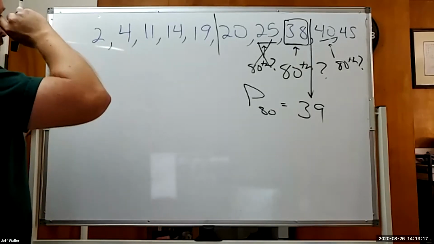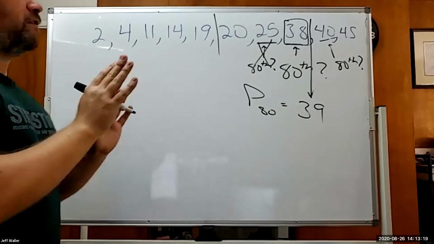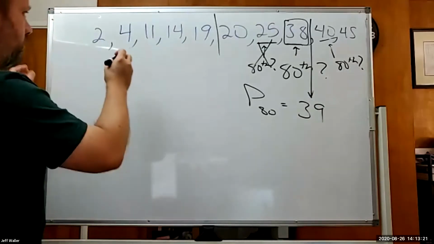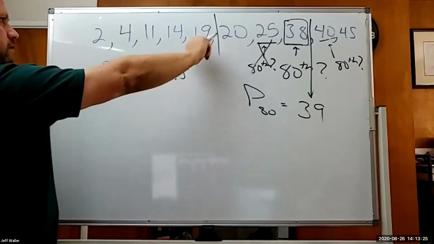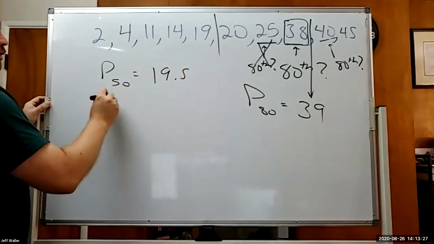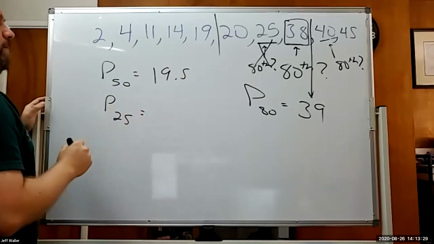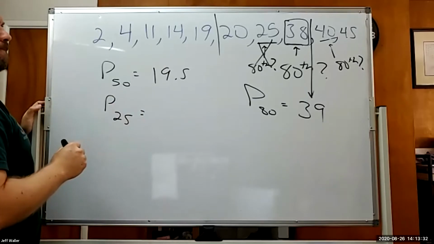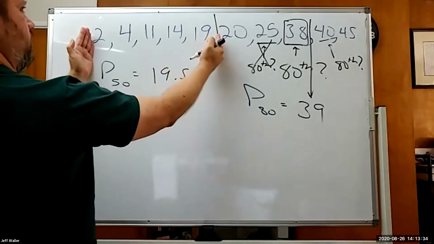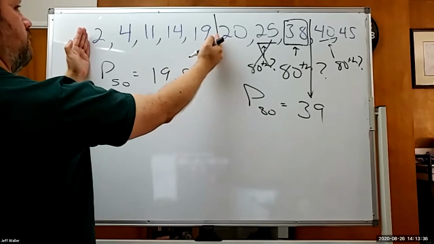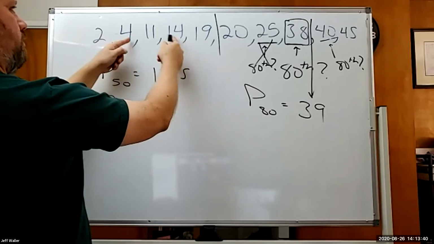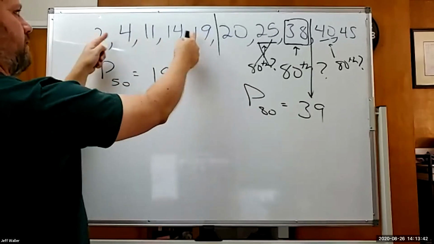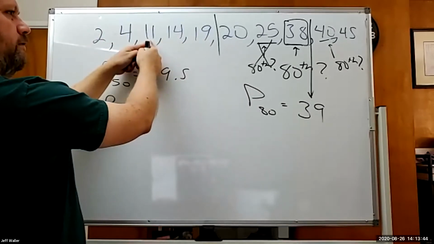Now, what do you think the 25th percentile is then? I got P50 is 19.5 because it's right in between those two. What do you think the 25th percentile would be? Half of the 50. 12.5. No, it would be half of the 50. 11. You see how it's exactly? Okay, that makes sense.